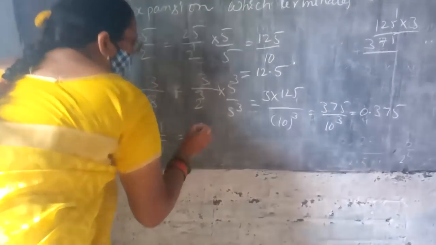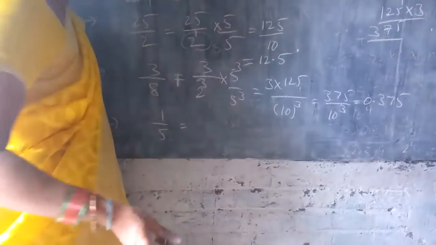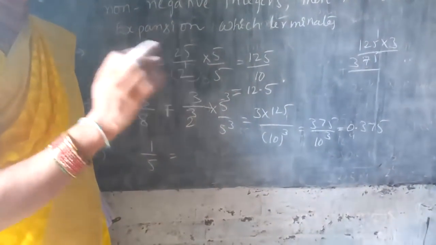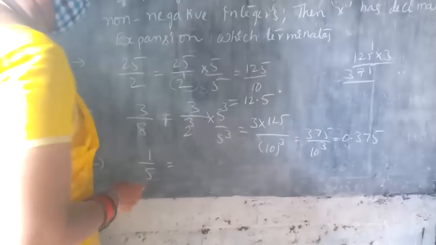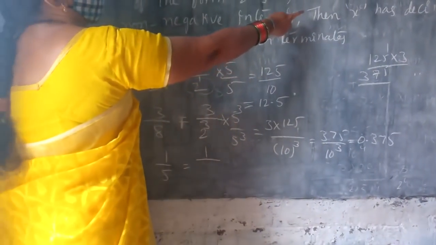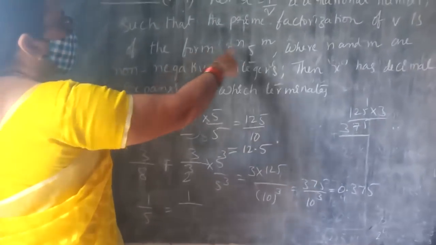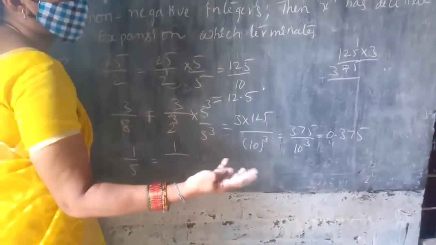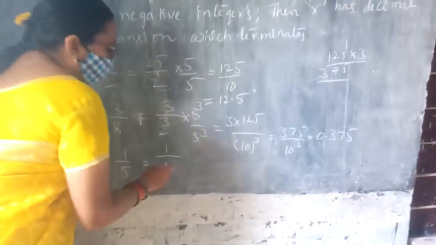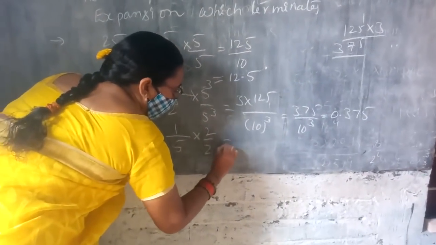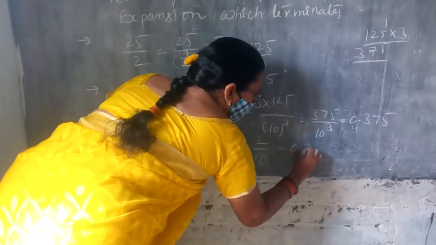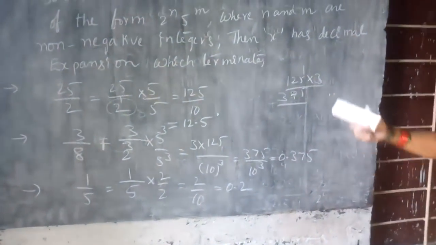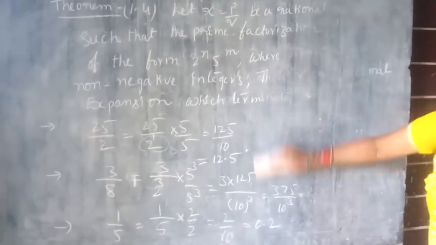See another example. 1 by 5. Children, see here there is only one prime number, that is 5. Next, what do we do? Do we multiply with 5? No. We multiply with 2. Why? The statement tells us q is of the form 2 power n, 5 power m. Here 5 is there, and there is no 2. That's why we multiply both numerator and denominator with 2. 2 by 10. That is the answer, 0.2. Okay children, did you understand? Yes. Go for the next theorem, 1.5.